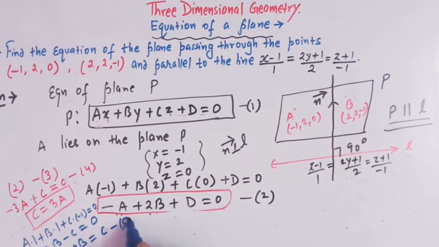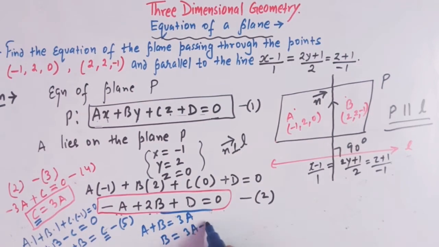So we can call this equation as equation number 5, right? Now see, from this equation, that is c is equal to 3a, we can substitute this value of c in this equation, right? So what we will get? We'll get a plus b is equal to 3a, and now if we solve this equation, we'll get b is equal to 3a minus a. So we have b is equal to 2a, right?